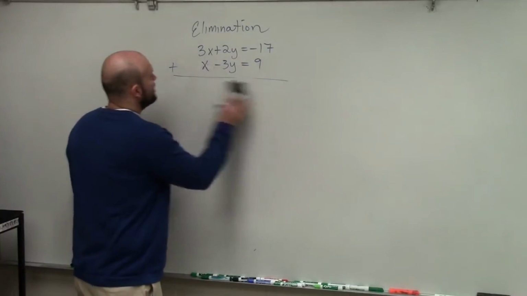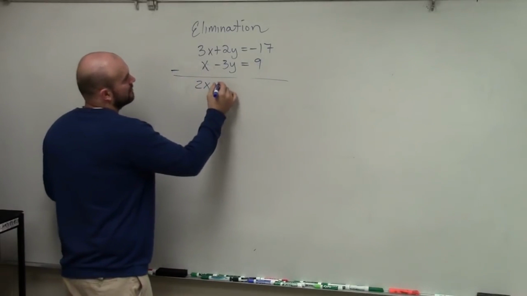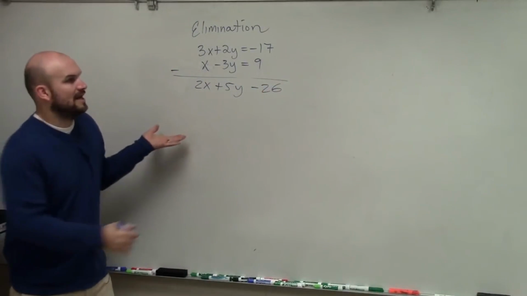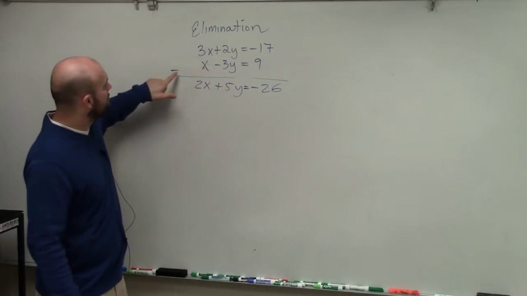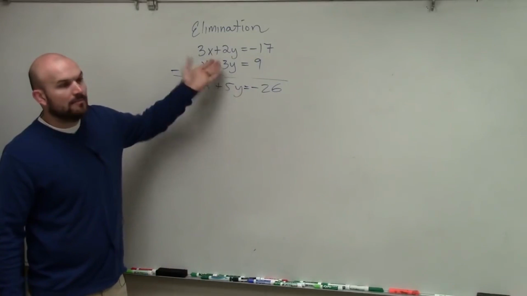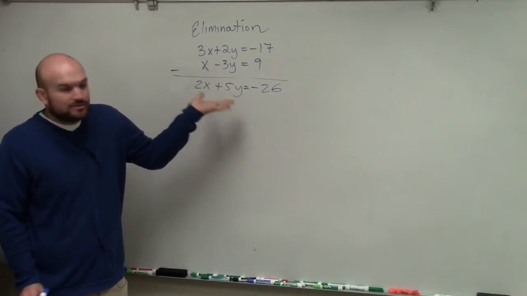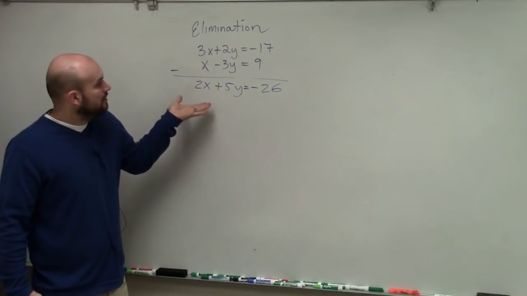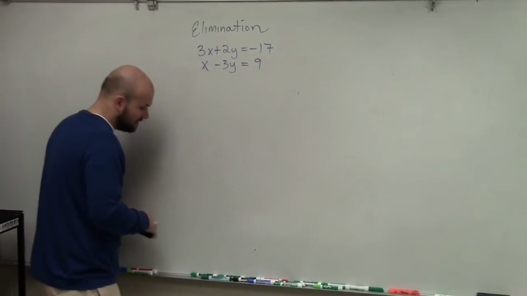If we subtract the two equations, I get 2x plus 5y equals negative 26. Again, are either of my variables eliminated? Why is it plus 5y? Because 2y minus a negative, a double negative, makes it add. Do I have a 0 for my coefficients? No. What you want to do is get 0 times a variable, because 0 times a variable is going to eliminate your variable.